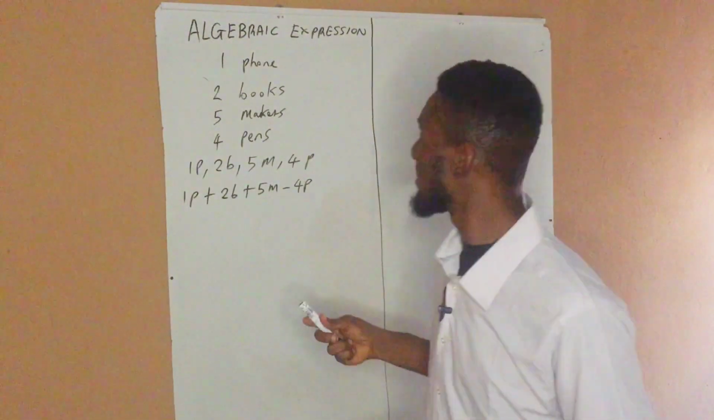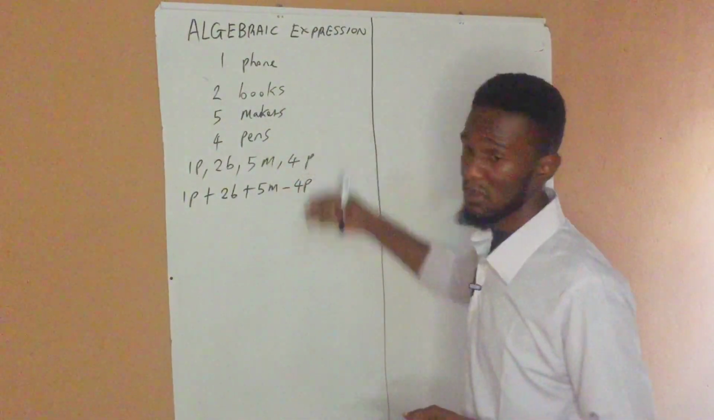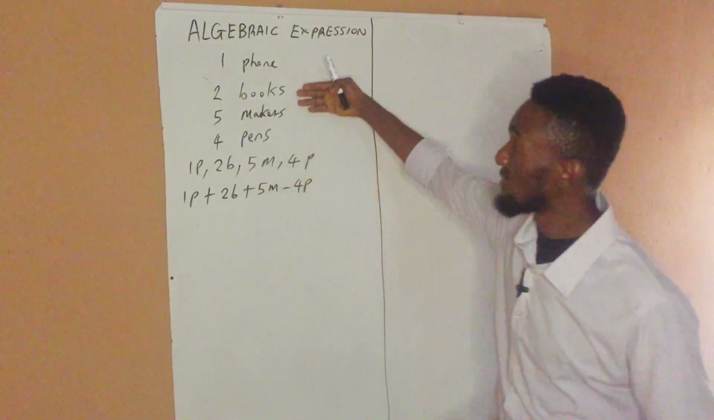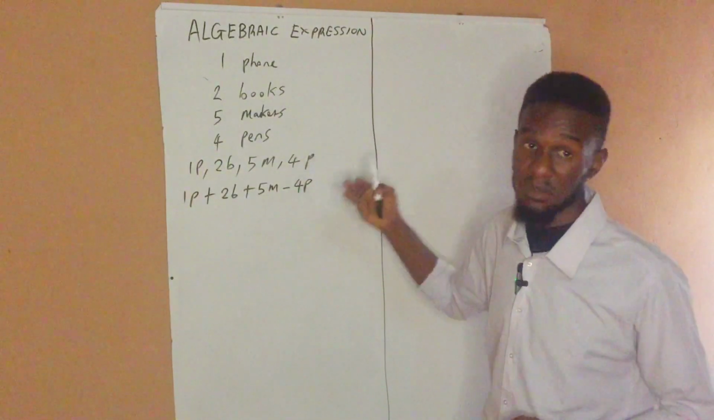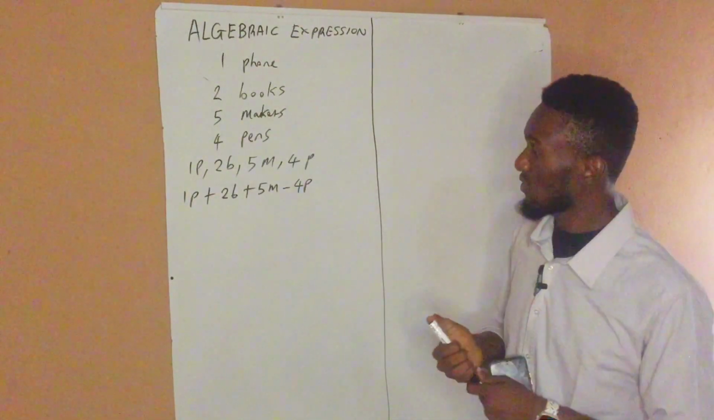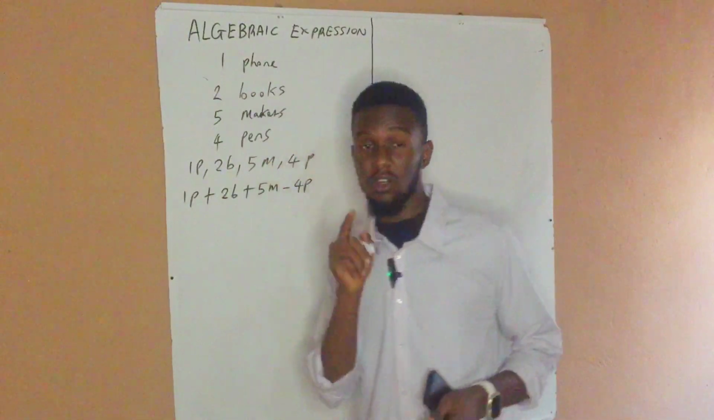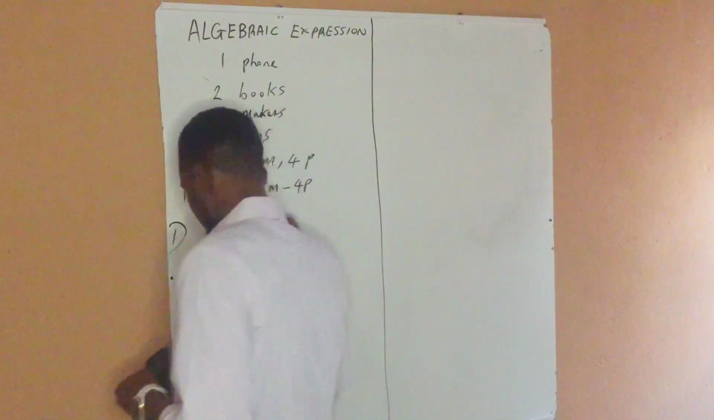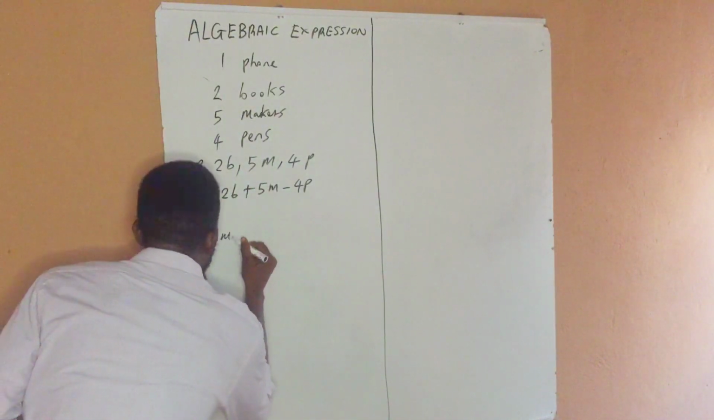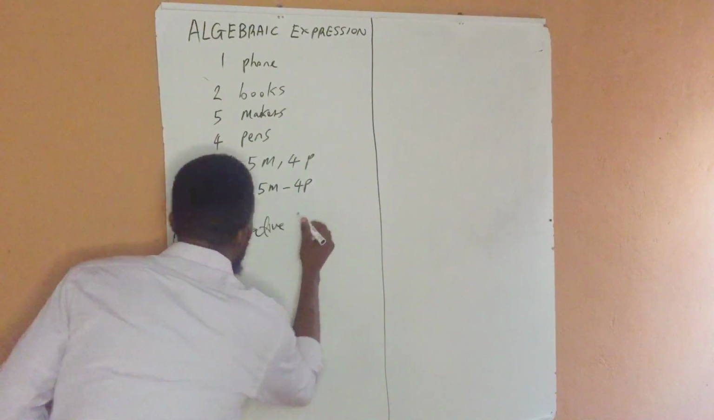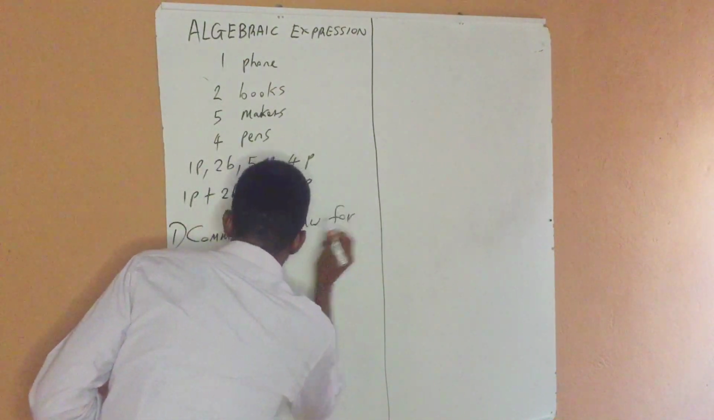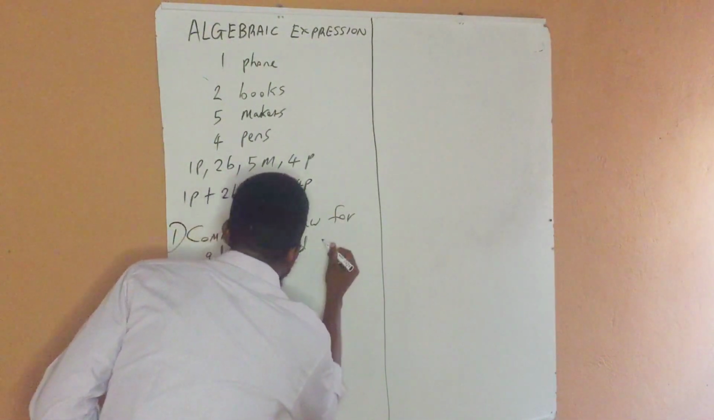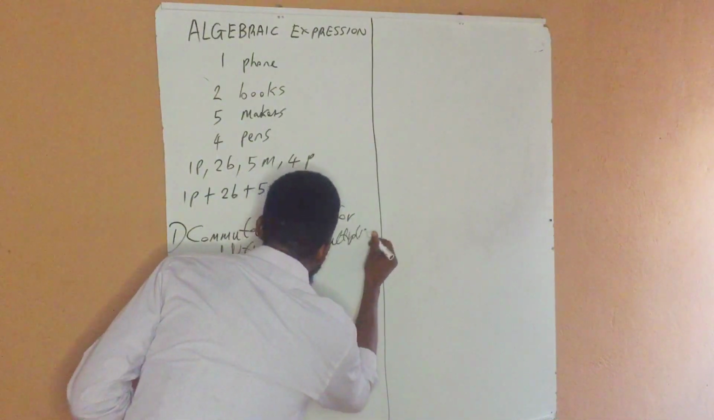Now, solving problems involving algebraic expression is guided by laws. We have laws guiding this algebraic expression. We call it laws of algebra. Then the first law is what we call the commutative law for addition and multiplication.